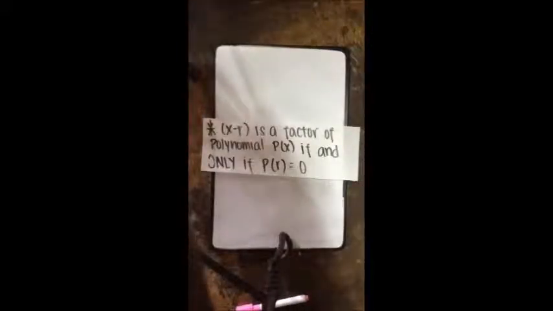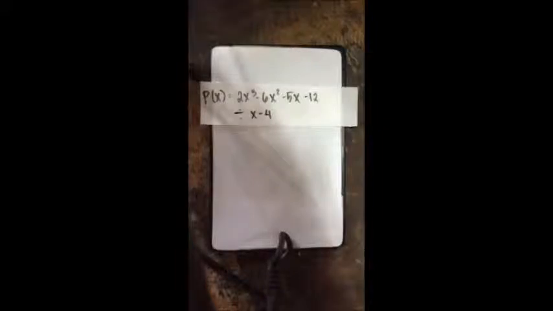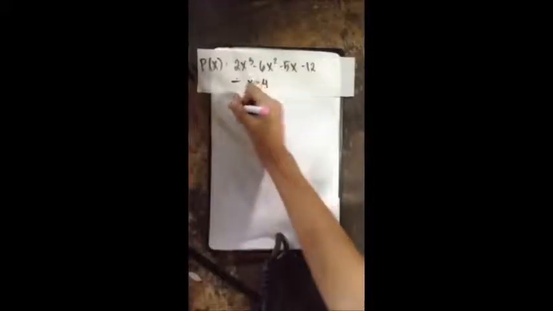Now let's go on with the factor theorem. In factor theorem, you must always remember that x minus r is a factor of polynomial p(x) if and only if p(r) is equal to 0. Let's use this as an example. So the question is, will 2x cubed minus 6x squared minus 5x minus 12 divided by x minus 4 be factorable or not? The first step is to get the divisor, which is x minus 4.